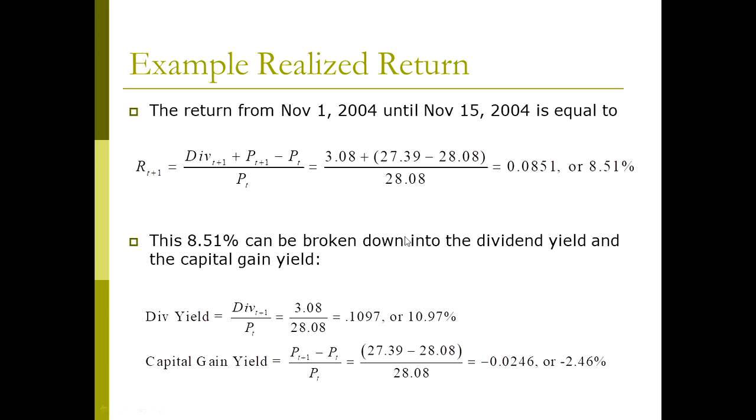Now we're going to break down the total percentage return into the dividend yield and the capital gain yield. The dividend yield will be the $3.08 dividend you received divided by the initial investment, or the beginning price, almost 11%. While the capital gain yield is the change in the price of the stock divided by your initial investment. Because the stock price dropped after the special dividend payment, you have a negative 2.5% return. Combine the two returns together, and you get an 8.51% total return.